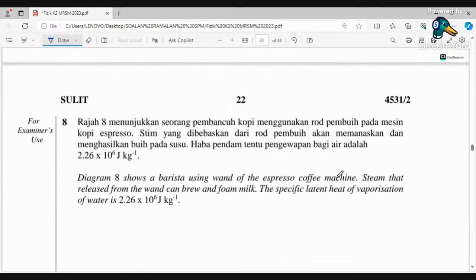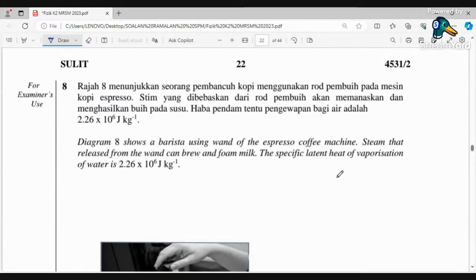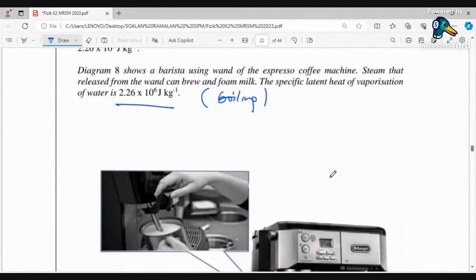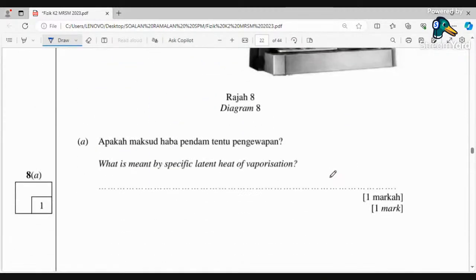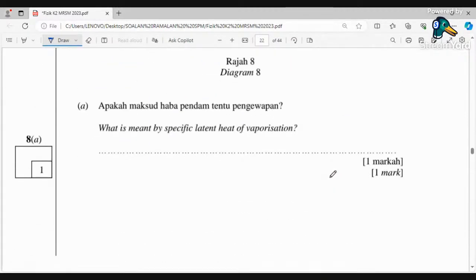Okay, number 8. Diagram 8 shows a barista using one of the espresso coffee machines. Steam that is released from the machine can be used to brew and foam milk. Okay. The specific latent heat of vaporization is given. Ini untuk boiling, at boiling point. Okay, nampak ni. What is meant by specific latent heat of vaporization?